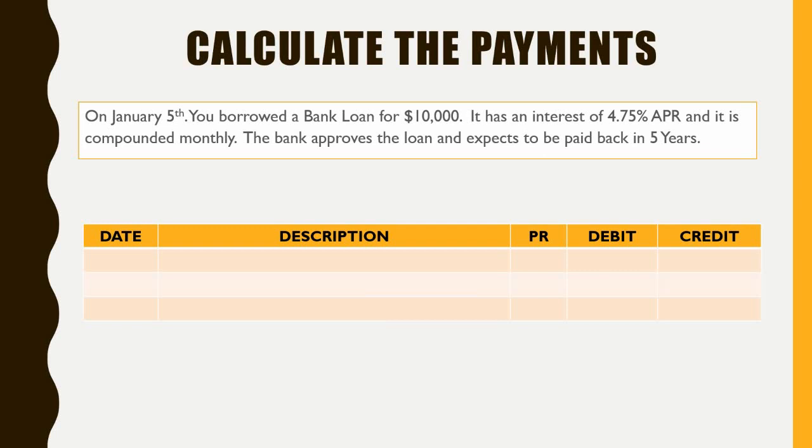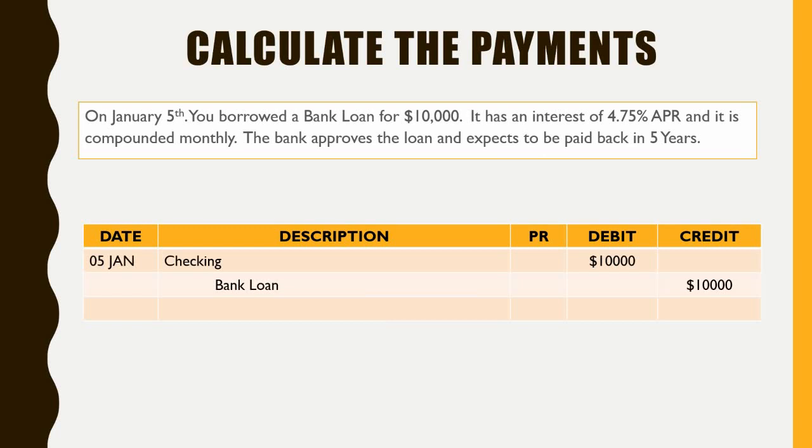So in this case, here you go. The example here is that you decided to borrow a bank loan for $10,000 and it has an interest rate of 4.75% APR and it is compounded every month. So that means 12 times a year. And of course, the bank approves the loan and it expects to be paid off in 5 years. So they've already calculated it for you, right? That in 5 years you'll pay off your loan.